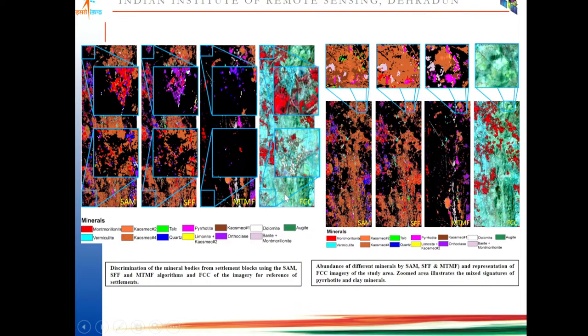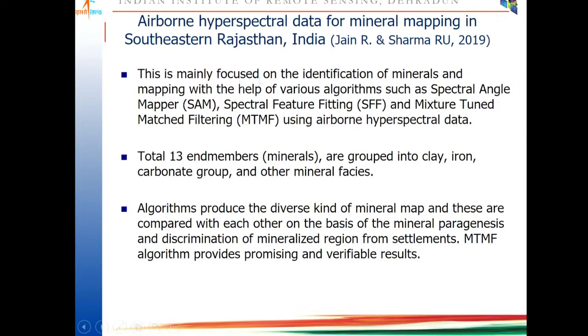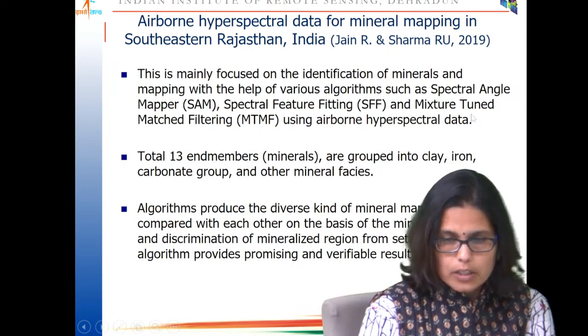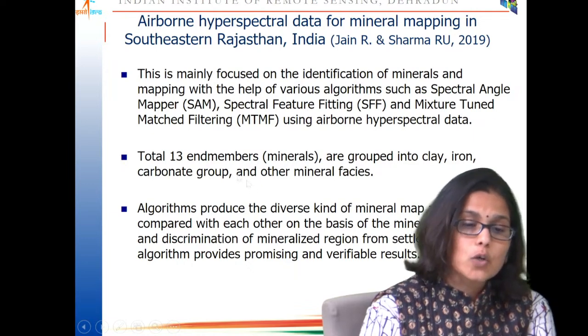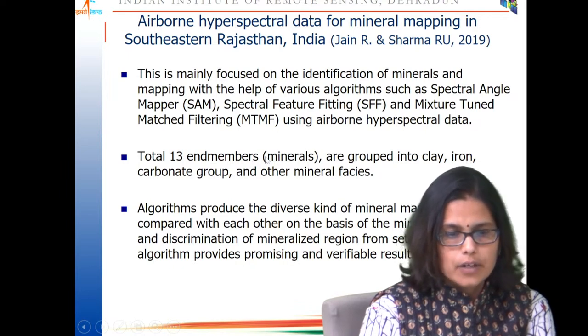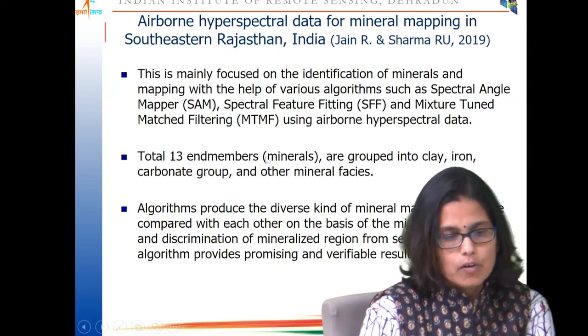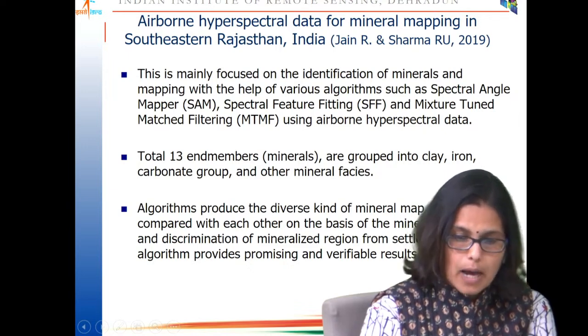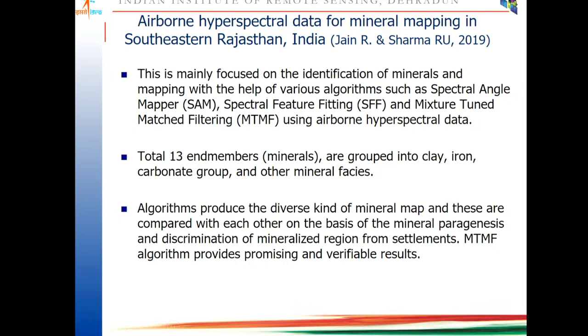This study was done using the Jahazpur area, Rajasthan, and in this the identification of the minerals was done using different algorithms. I have already told you the names, SAM, SFF and MTMF, and I was able to identify a total of 13 end members out of it, and we grouped them into clay, iron and carbonates, like mineral facies. And these algorithms produce diverse kinds of mineral maps, and these are compared with each other on the basis of mineral paragenesis and discrimination of the mineralized region from the settlement.